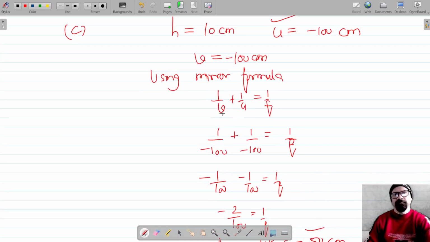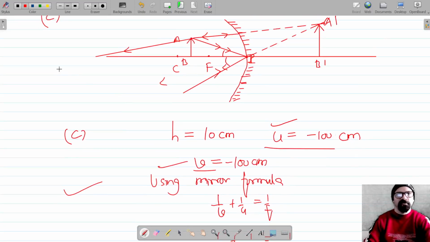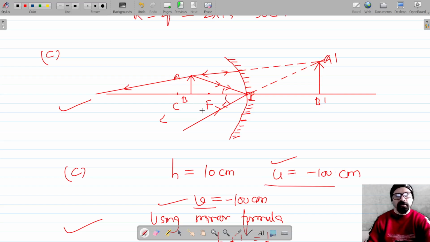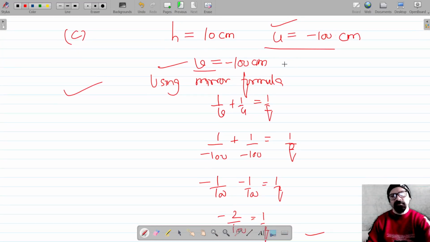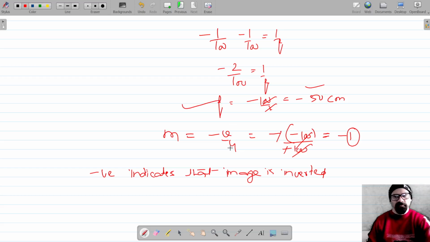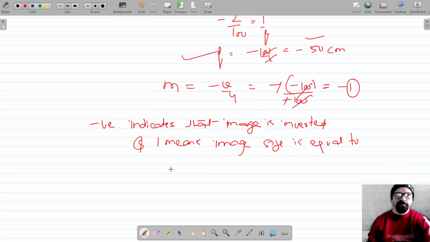So this is the case when the object distance and image distance are equal. Don't compare this case with this ray diagram. This ray diagram is when the object is between the center of curvature and the focus, and this is when the image and object are at the same distance. So here the focal length is 50 centimeter. That means that the image and the object are at the center of curvature. So negative sign indicates that image is inverted, and 1 means image size is equal to object size.